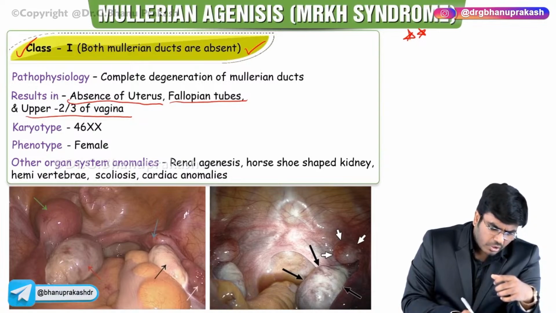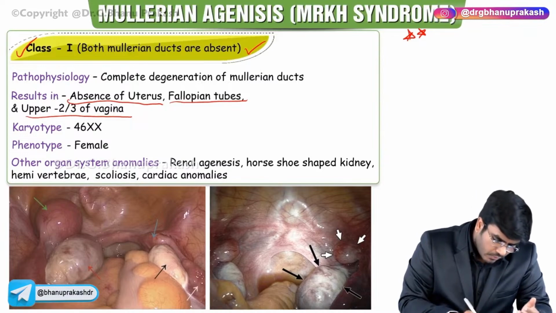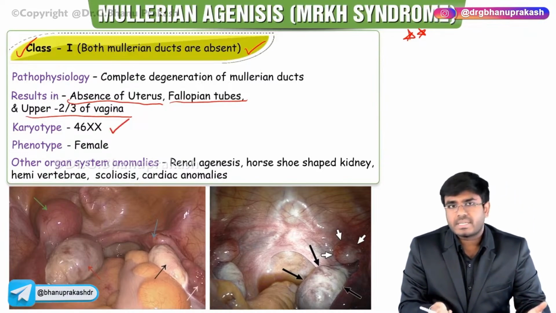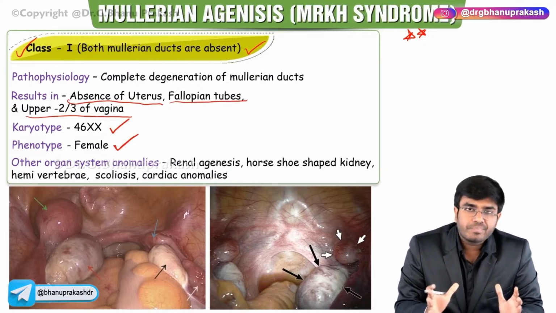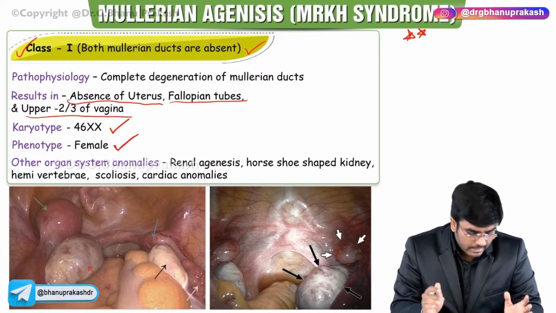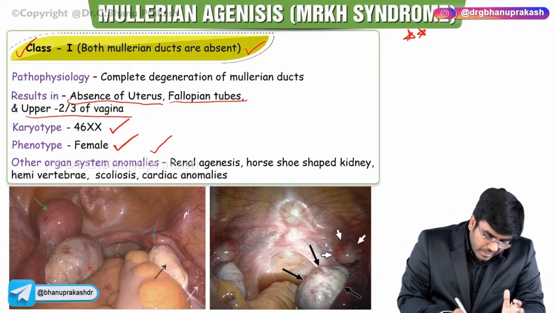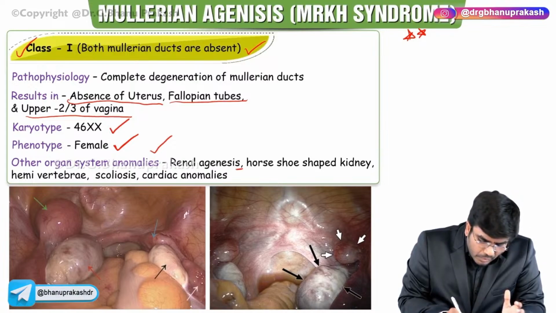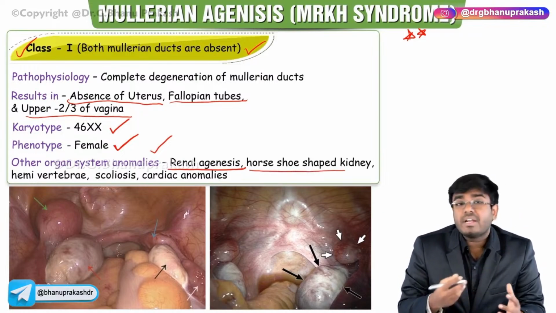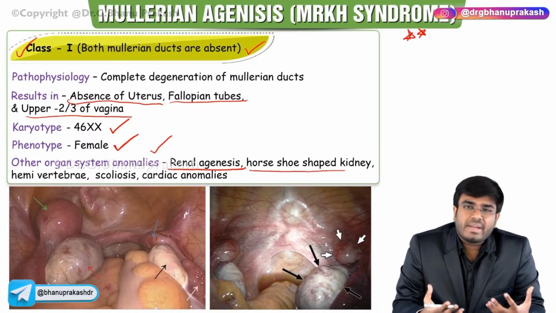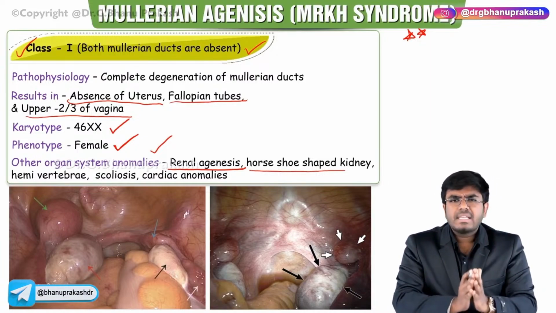But the karyotype is normal. There is no problem in her genetics. It is 46 XX. 46 chromosomes are there and both the X chromosomes are there. Now phenotype. She is just looking like a female. There is no problem with her. She is absolutely female-like. Now other organ system anomalies, what are they? See, renal agenesis might be there, horseshoe kidney might be there, hemivertebra, scoliosis and cardiac defects can be seen in a female who has this Mullerian agenesis. Why? Guys, the concept is very simple.